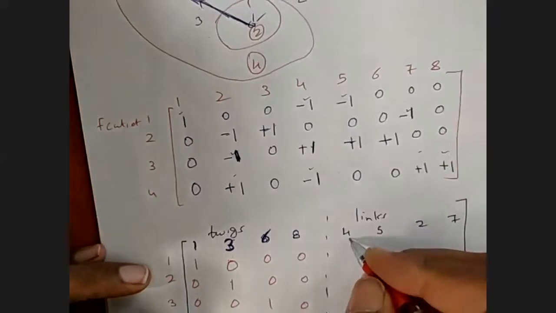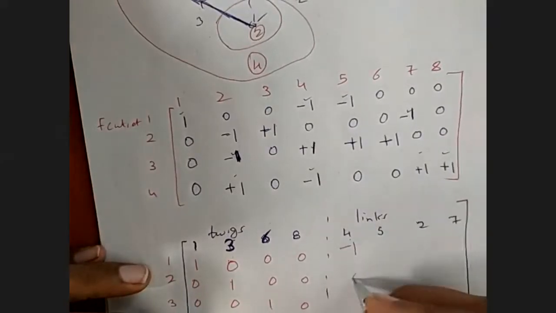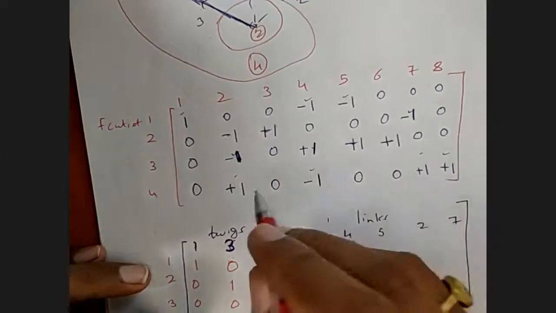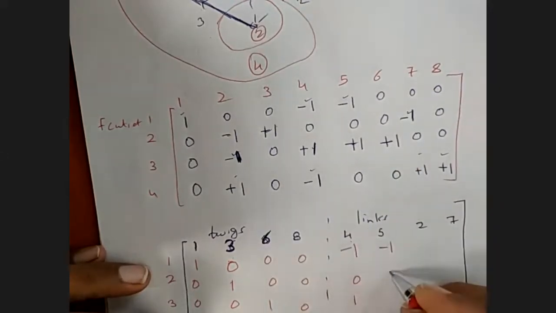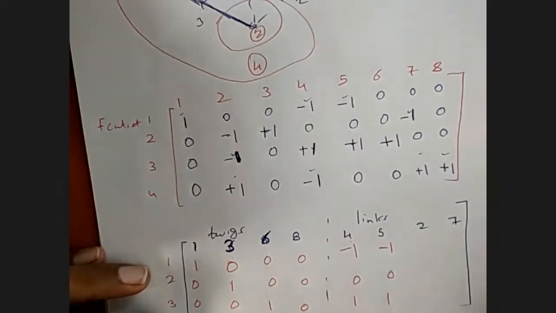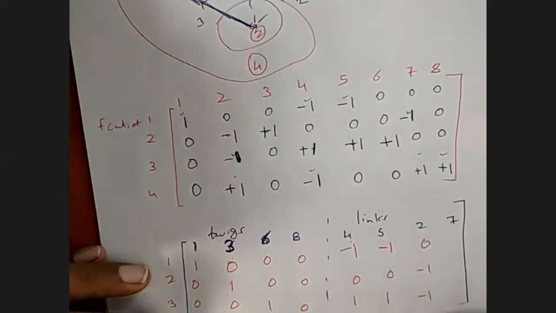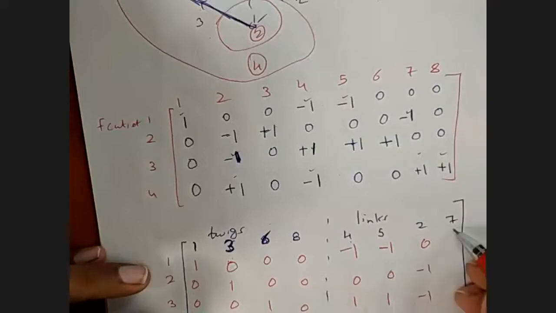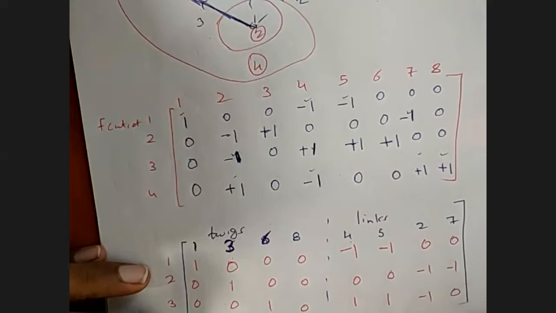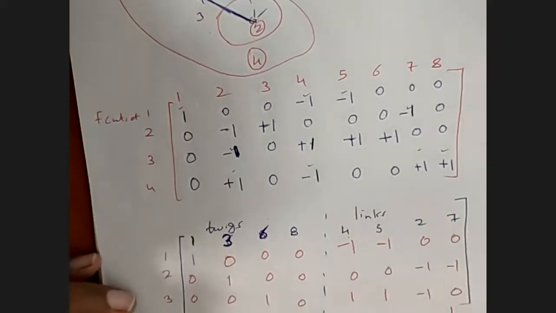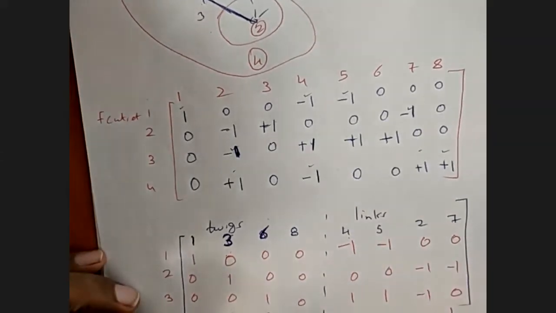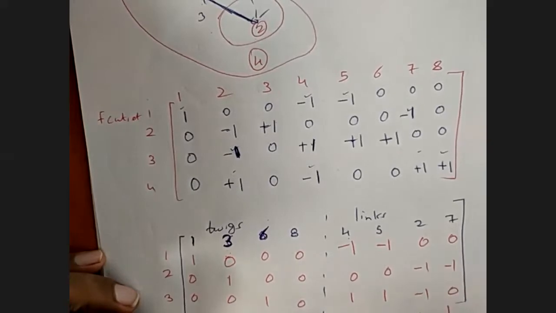4 is minus 1 0 1 1. 5 is minus 1 0 1 0. 2 is 0 minus 1 minus 1 1. And 7 is 0 minus 1 0 1. So you can see that this is U and this is Q.